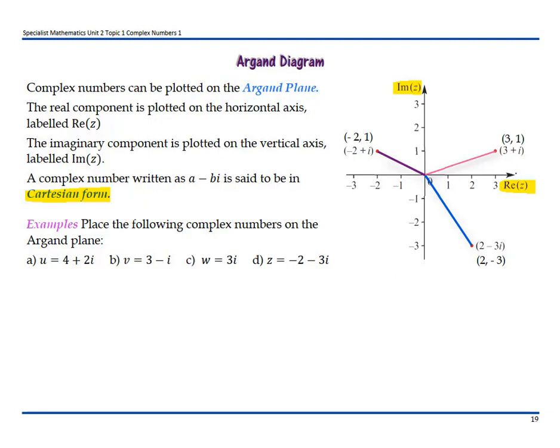So 4 plus 2i, 4 would be around about there, and we have to go up 2. So that would be our u, which is 4 plus 2i. 3 minus i, so across 3, down 1, this would be our v, which is 3 minus i. w is 3i, it has no real component, so it's sitting on our imaginary axis. That's w, which is 3i. z equals negative 2 minus 3i, so across negative 2, down 3. So that would be our z, which is negative 2 minus 3i.